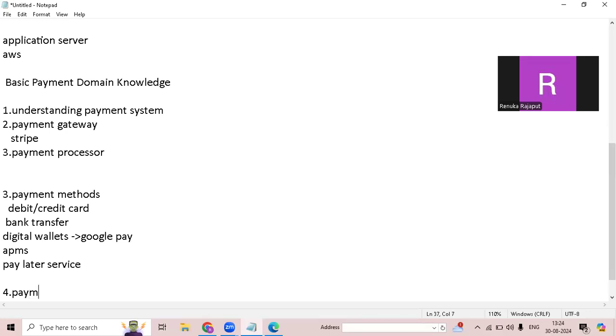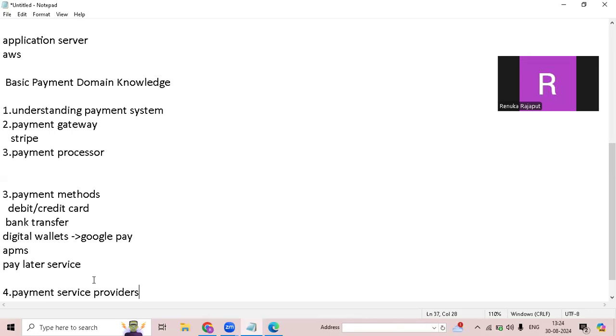Payment service providers. So payment service providers are one of the best platforms in the world. Payment like Stripe is a payment service provider here. It will offer an end-to-end payment processing solution. It will handle everything from accepting payment information and processing the transaction to the funds reaching the merchant's account.